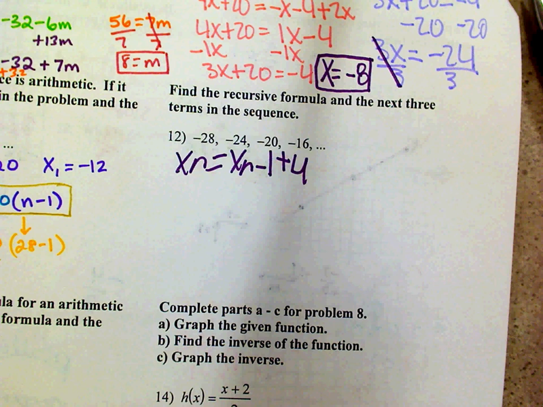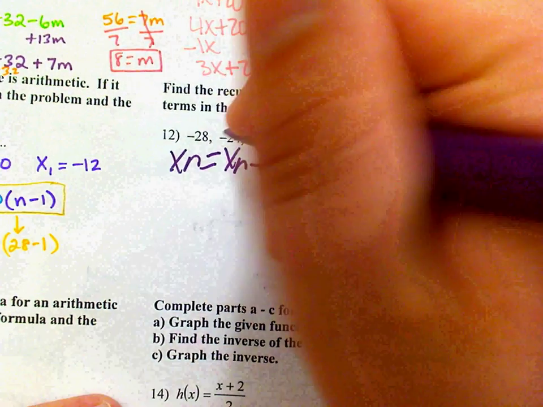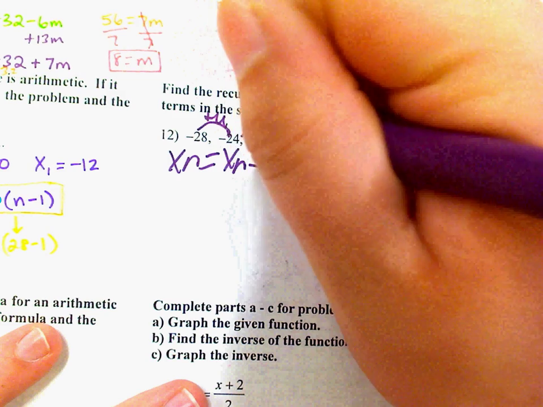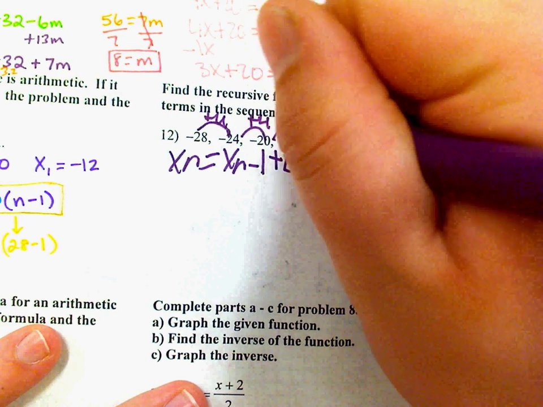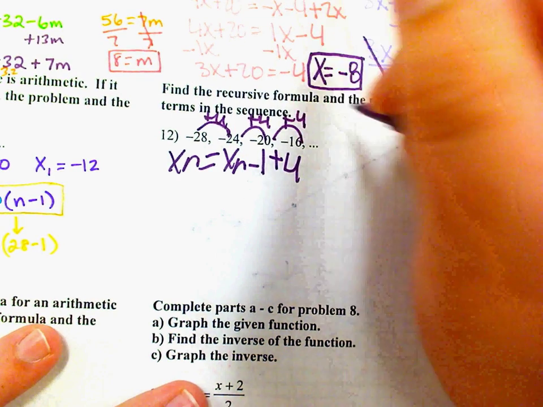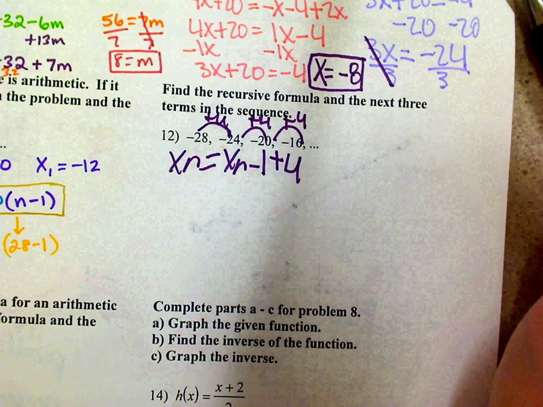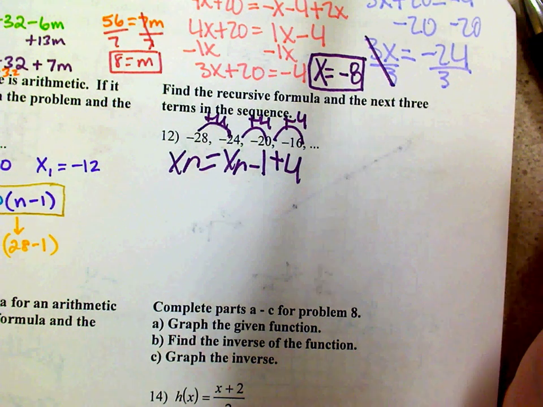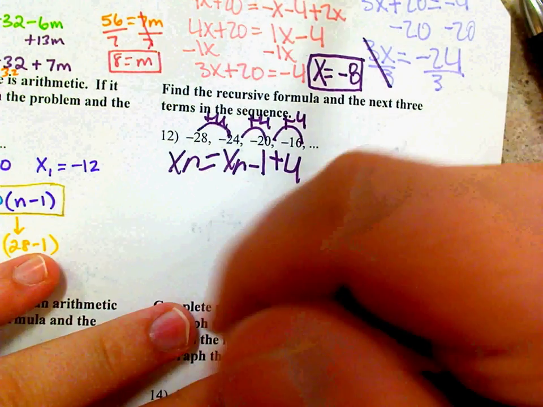Now where did you get the plus 4? Where did you get the plus 4 from? It's the difference between the numbers. Can you draw an arc between that and the plus 4? Yeah. Like that. Negative 28.